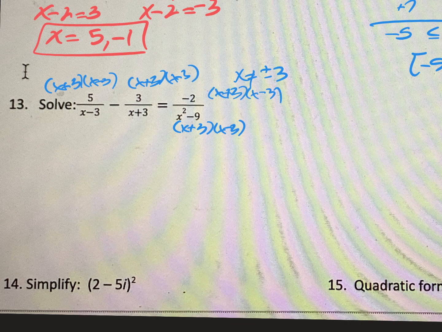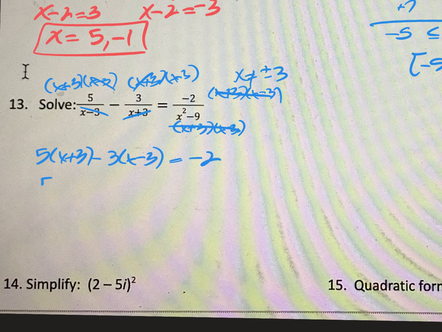Okay, here we go. On the first one, the x minus 3's cancel. That leaves me a 5 and an x plus 3. On the second term, the x plus 3's cancel, which leaves me a 3 and an x minus 3. On the last one, everything cancels, which just leaves me a negative 2 in my numerator. And then you're ready to solve. Once you get to the second line, you should be good to go there.